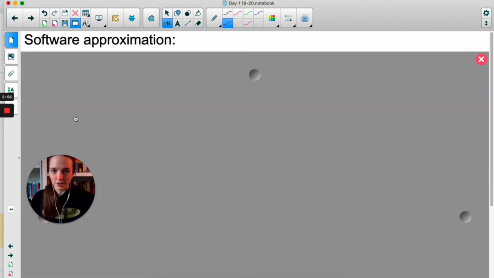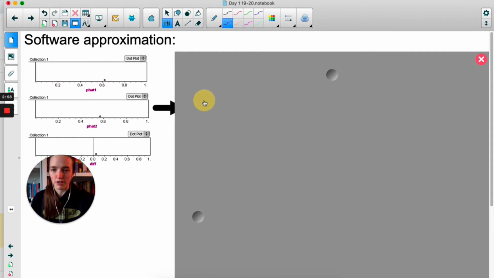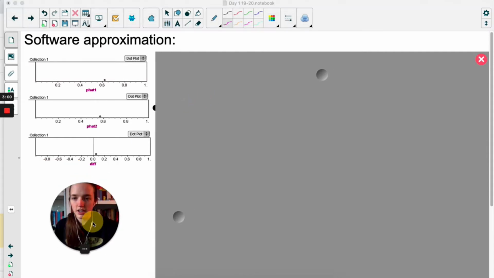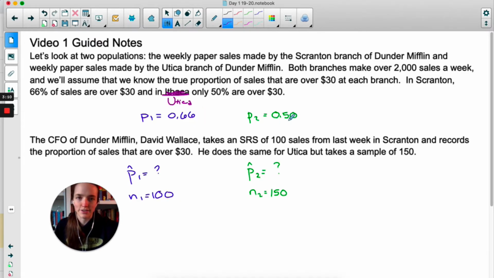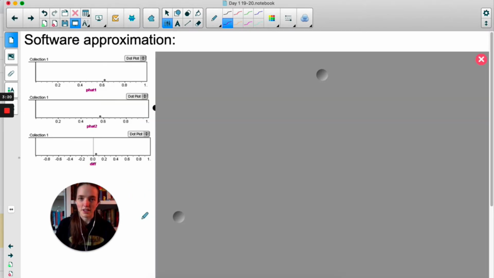So you don't have to actually do this. I've used software called Fathom to do this for us. So I just created a population of sales for Scranton and a population of sales for Utica that matched whatever they were, the 66 and the 50%. And then I just set up the software to generate random samples. So here's the first. We have an SRS of size 100 from Scranton. I think it's like 0.62 was the proportion of sales over $30.